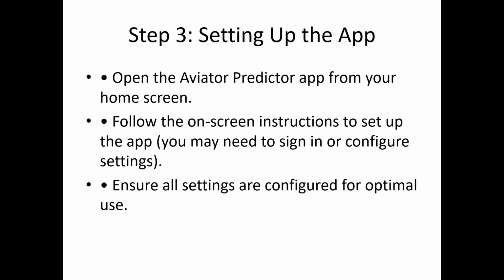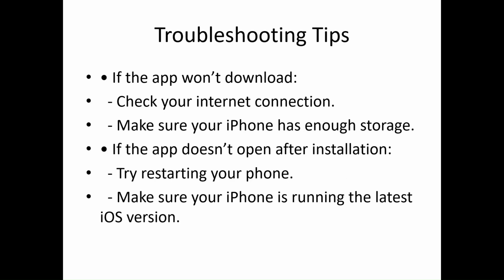Step 3. Setting up the app. Open the Aviator Predictor app from your home screen. Follow the on-screen instructions to set up the app. You may need to sign in or configure settings. Ensure all settings are configured for optimal use.